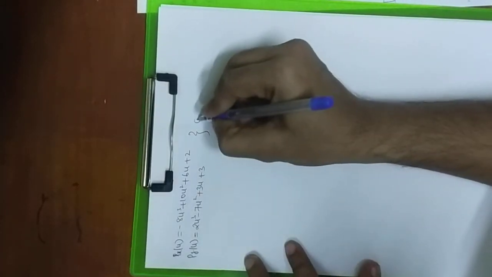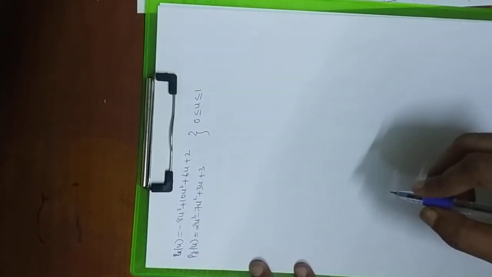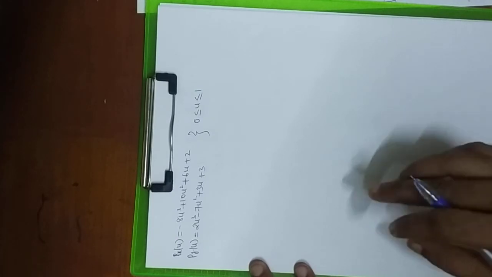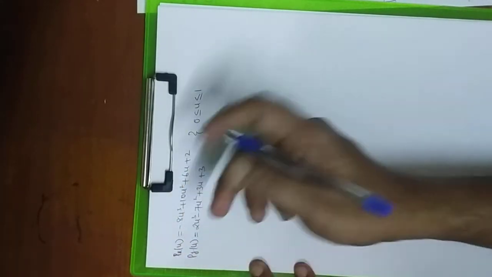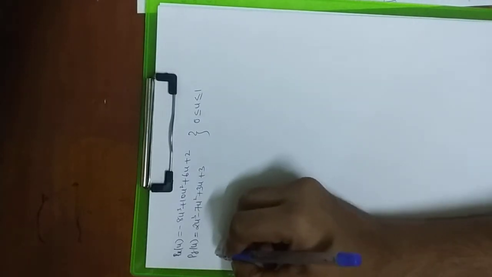Next, the value of u ranges from 0 to 1. Points on the Hermite cubic spline. We need the parameter equations we already derived, with respect to x and with respect to y. Next we need to find the points on the Hermite cubic spline.